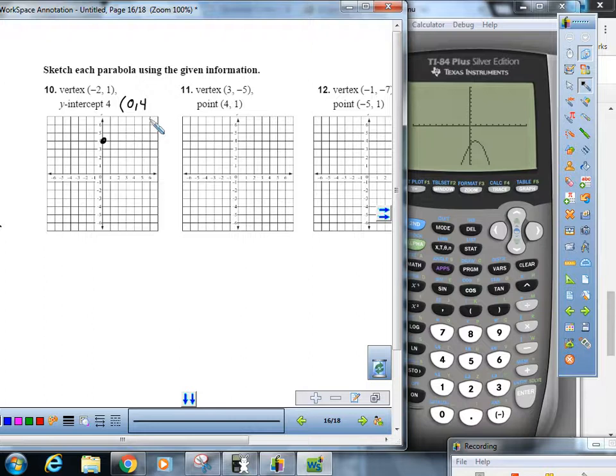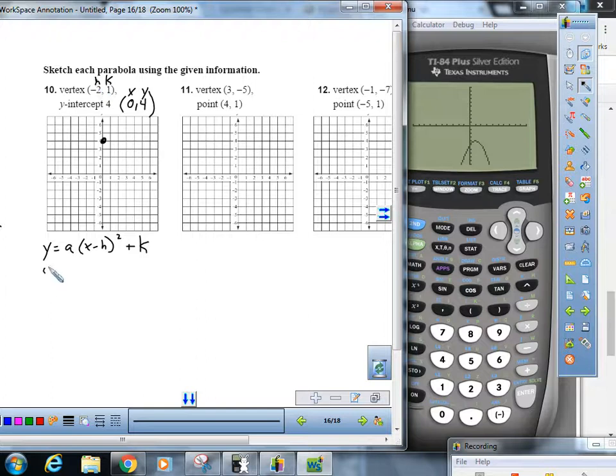So I'm going to recommend that you guys do this exactly like you did yesterday. Just use the vertex form. Y equals a times x minus h squared plus k. This is x. This is y. This is h. This is k.